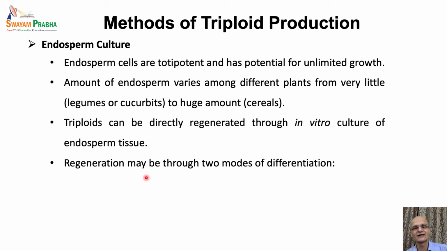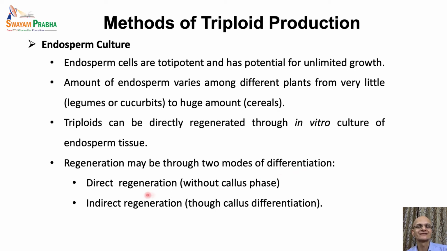Like other tissue culture regenerated plants, it may occur through two modes of differentiation. Either direct regeneration, where the endosperm tissue does not undergo dedifferentiation to form callus. So the endosperm cells directly divide, form embryos and germinate into triploid plants. The second pathway is indirect regeneration.